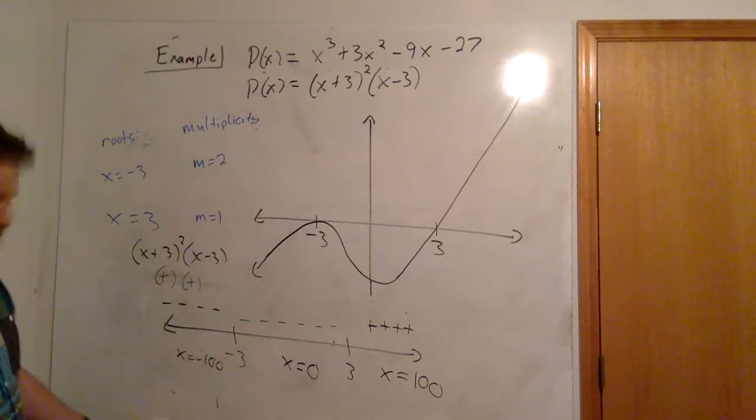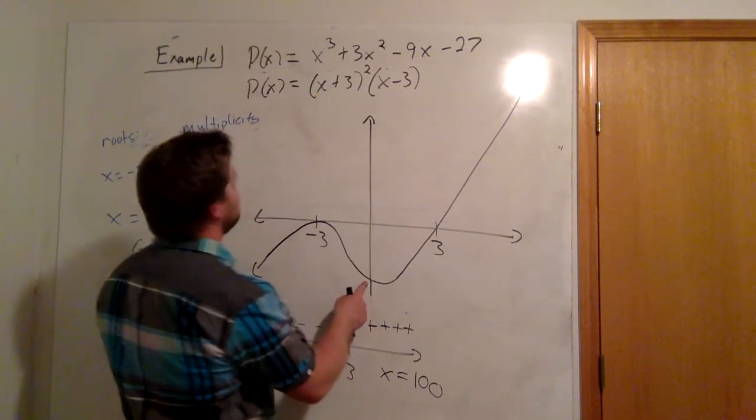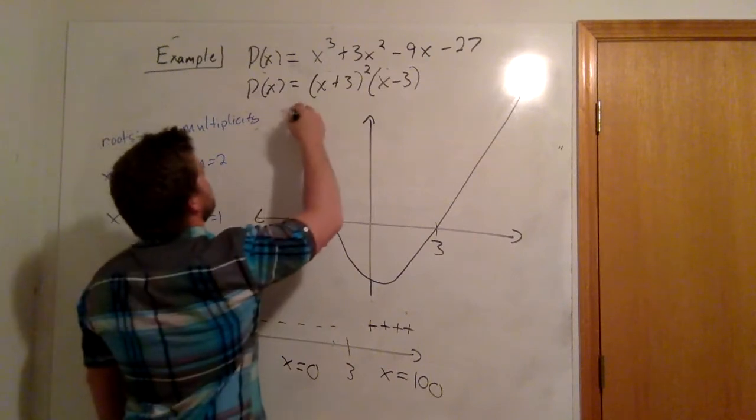The other thing that we should label in this graph is the y-intercept. That's the last thing we're going to label here. So how do I figure out the y-intercept? Well, that's the value of the function when I plug in 0. So let's figure out the y-intercept.